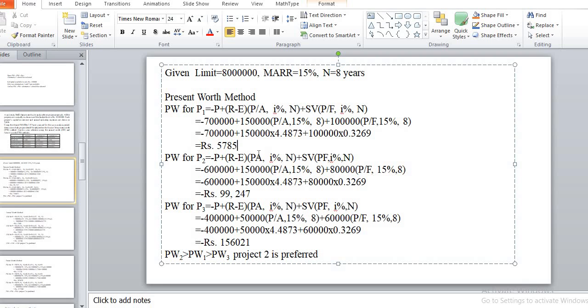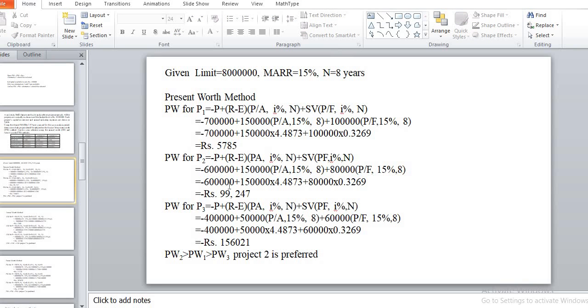And we compare these particular values. From this particular amount, there is some calculation mistake here. The present worth value for project 1 should be larger compared to the third project value. So here we write PW2 is greater than PW1, also greater than PW3. So project 2 is preferred from this present worth method, by using this present worth method from these three projects.